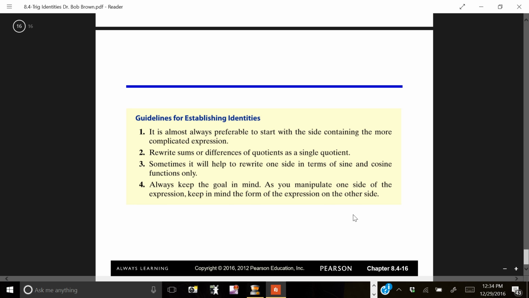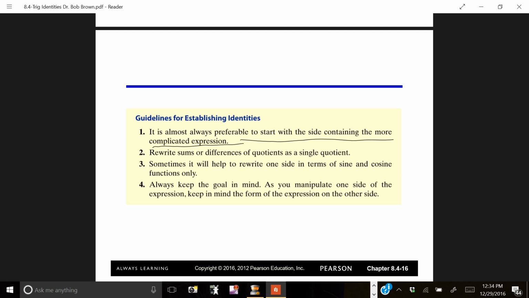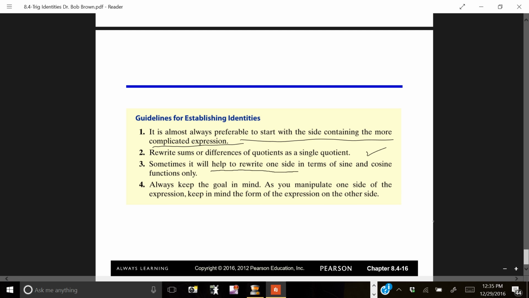Now, here are some guidelines for establishing identities. First of all, in order to be able to do these, you need to practice and do some homework. Usually you want to start with the side containing the most complicated expression, because usually you're going to do something to simplify it. Sometimes you might want to rewrite the sum or differences of quotients as a single quotient, that is, using one denominator. Sometimes it will help to rewrite one side in terms of sine and cosine functions only.